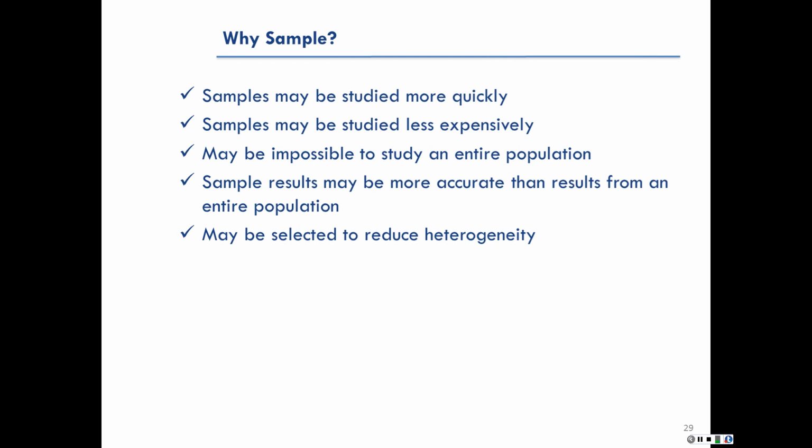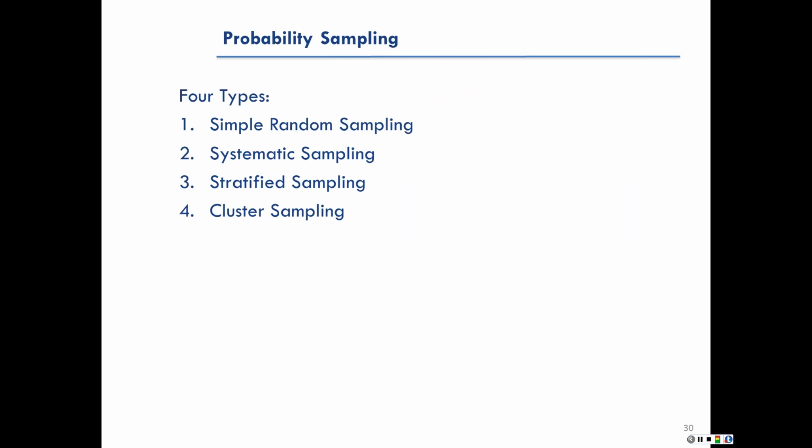Interestingly, depending on how you select the sample, your sample results may end up being more accurate than results from an entire population and actually help reduce some of the heterogeneity, depending on your sampling method. So there are four types of probability sampling, and this is the kind of sampling that we're interested in. The first is simple random sampling. Then we also have systematic sampling, stratified sampling, and cluster sampling.